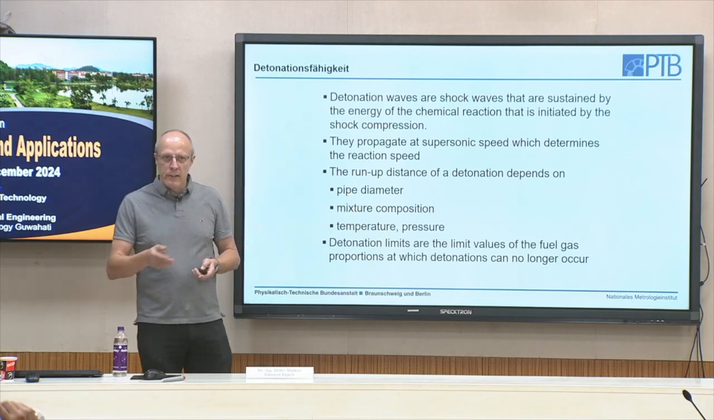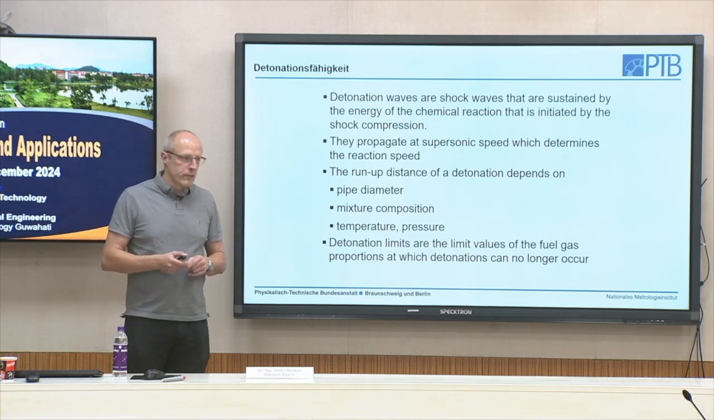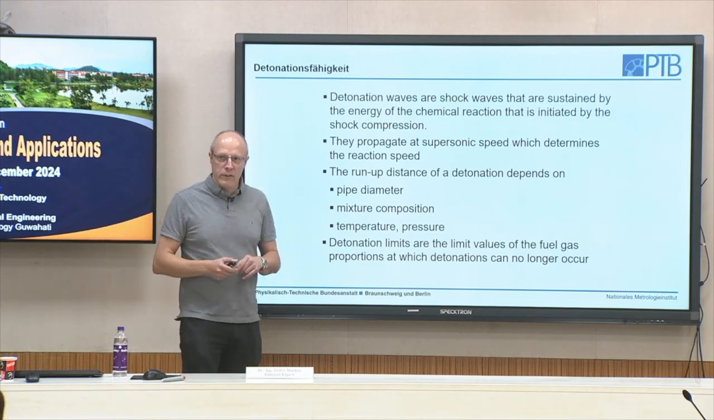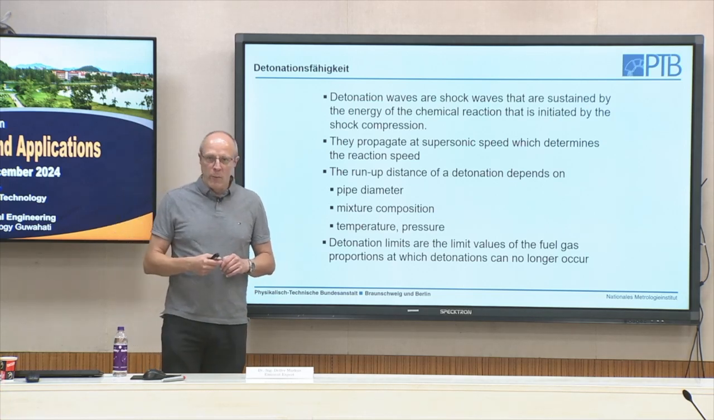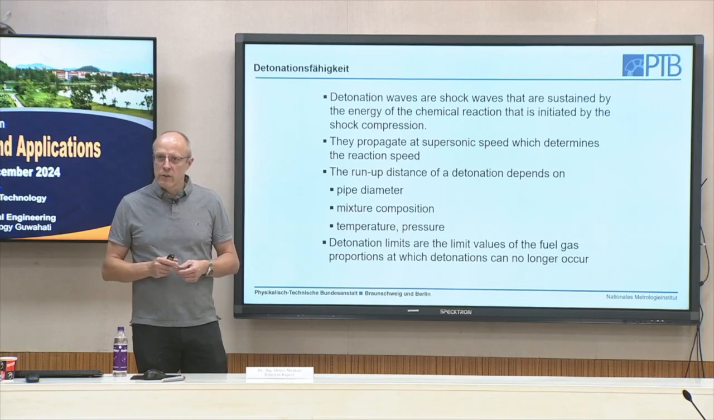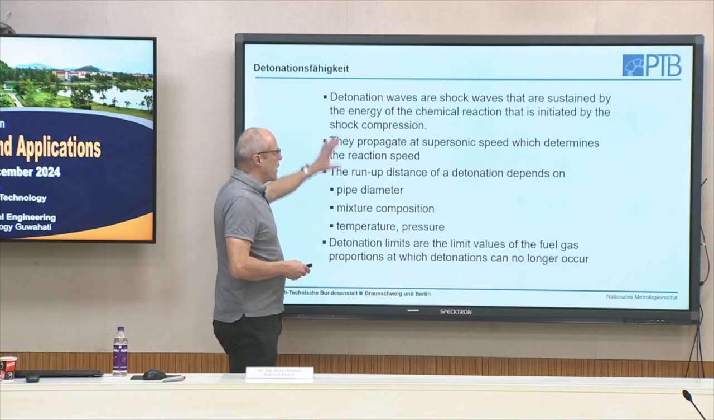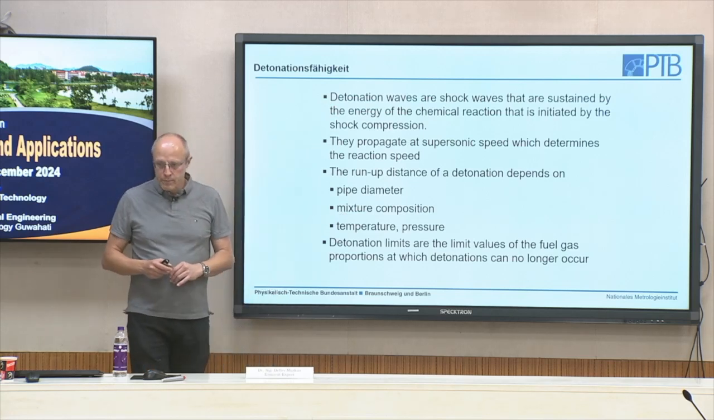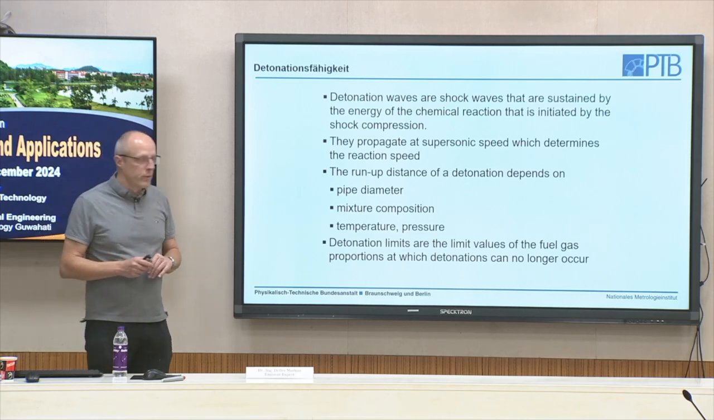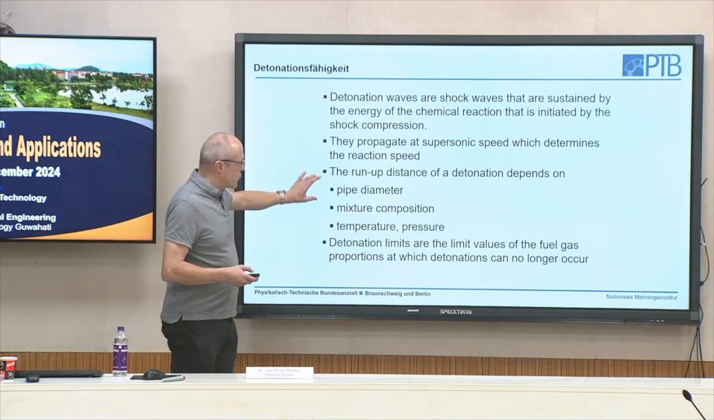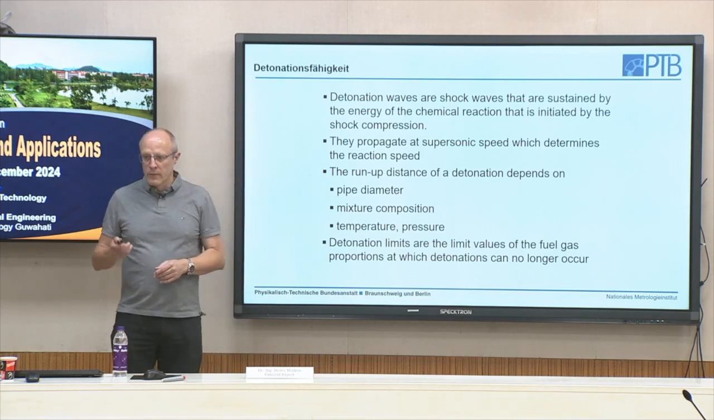Eventually hydrogen, as we have seen yesterday, the distance is only in the range of several centimeters. So each shear produces a lot of turbulence, which may then lead to detonation in case of hydrogen. But for most other hydrocarbons, this detonation occurs only when we have proper conditions. That means normally pipe diameter, mixture composition, temperature, and pressure.